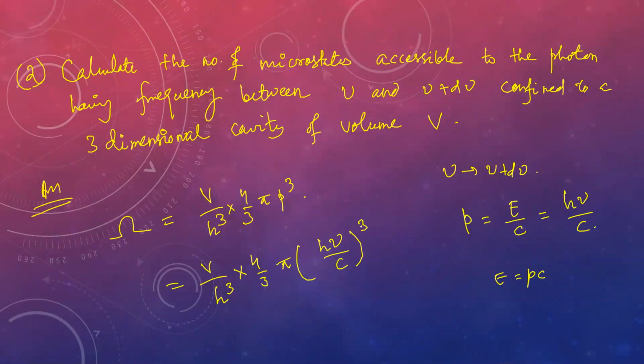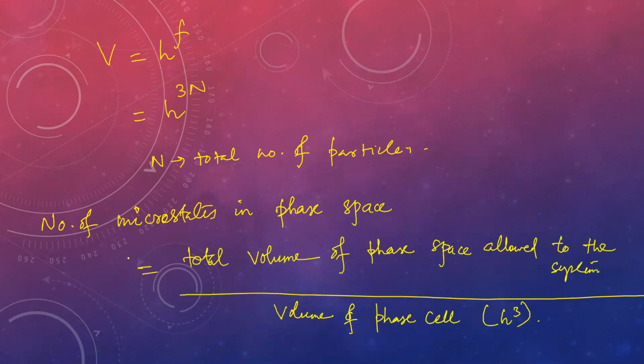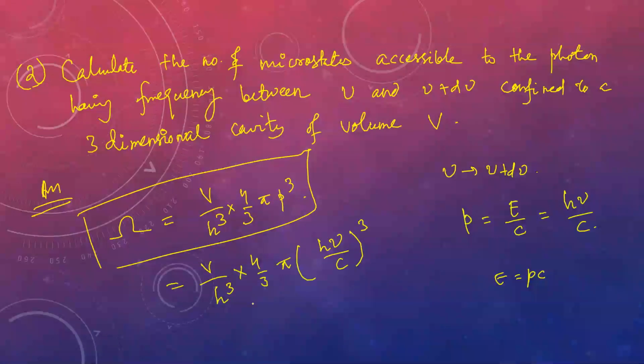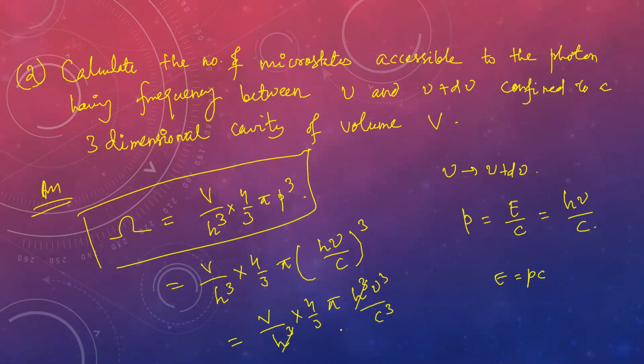So simply I can put here V by hq into 4 by 3 pi times h nu by c cubed. See, you must be thinking it's such an easy question. No. This expression you should know, and you will only know it if you have understood this thing. Alright? So if I expand it a bit more, 4 by 3 pi V nu cubed by c cubed. Alright, is that okay? Okay, this is the answer for this one, the number of microstates.